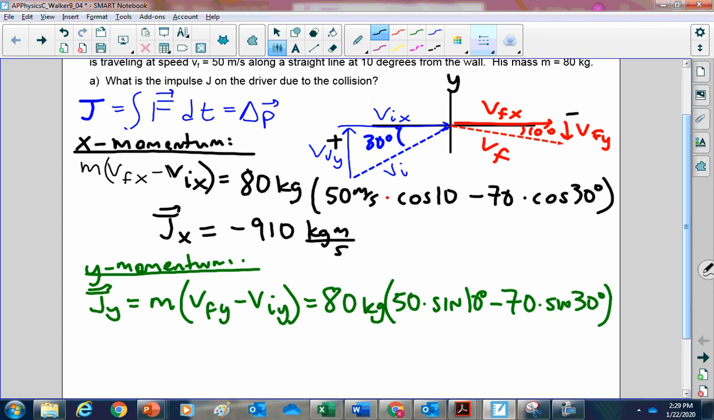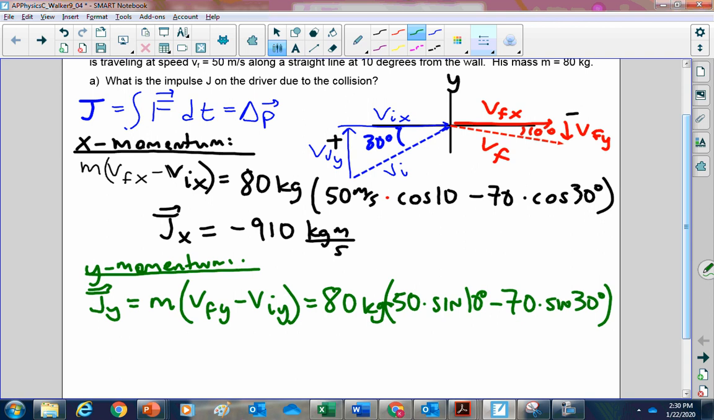And I just want to make sure that when I do 50 times sine 10, I put a negative sign in front of that, so that I'm acknowledging that that was a definite change in direction. Whereas in the x direction, the car was going the same direction the entire time. So okay, there's a negative sign there. It's not very obvious. Okay, so let's do the math now.